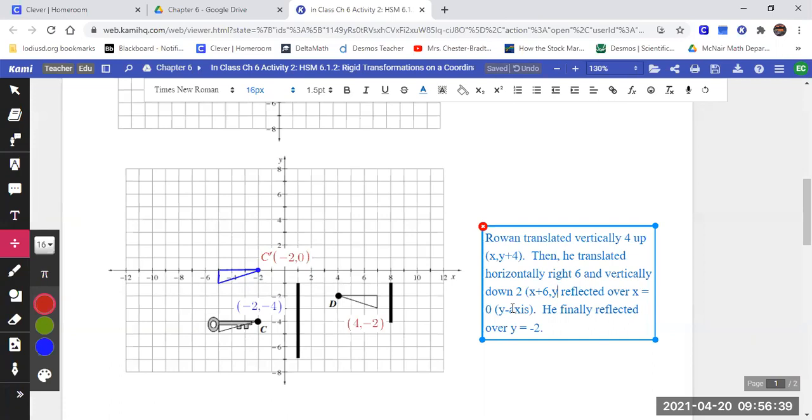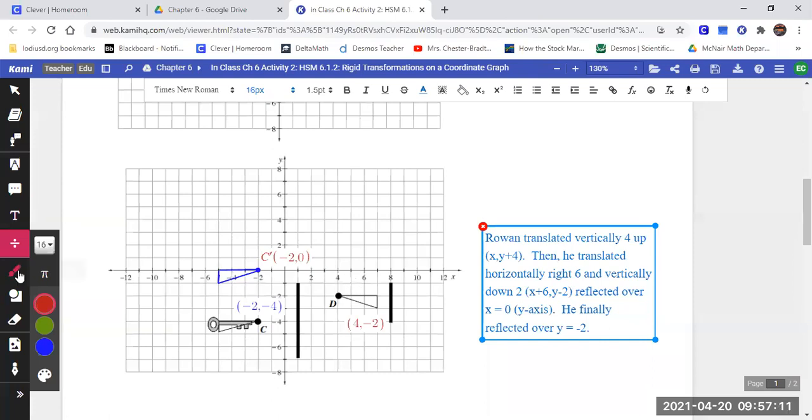is down, adding or subtracting? Is down, adding or subtracting? Think about it. Remember, it's adding if it's positive, it's subtracting if it's negative. So if we went down, did we add or subtract from our Y? Subtracted. 2.